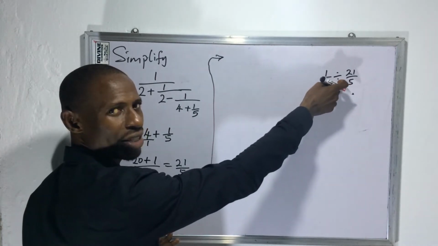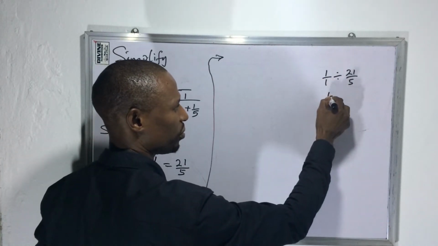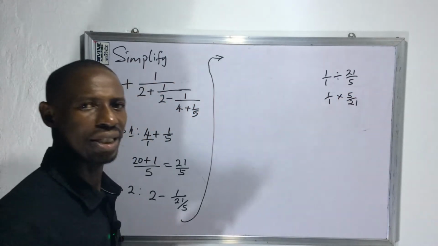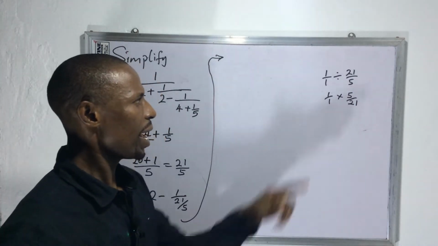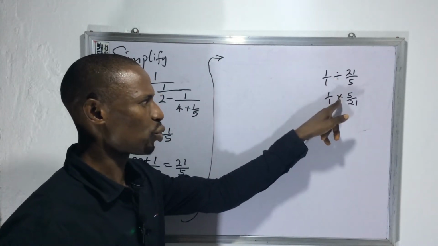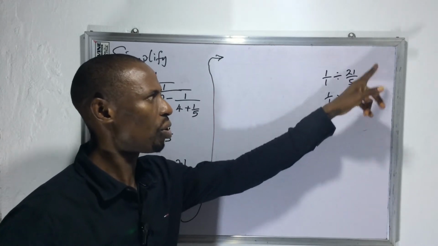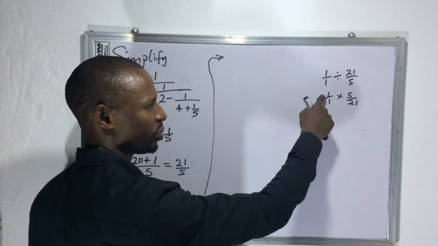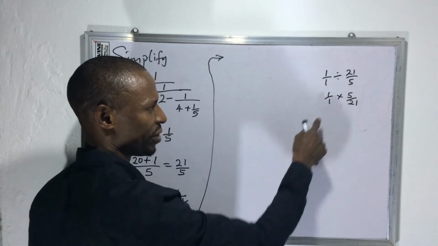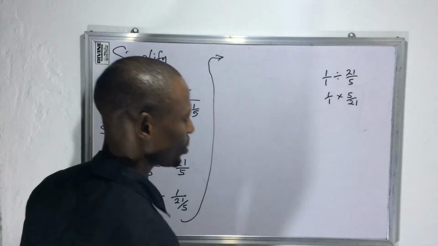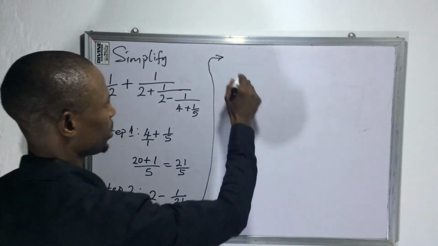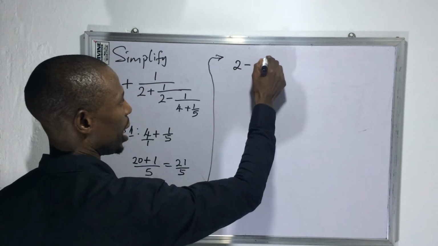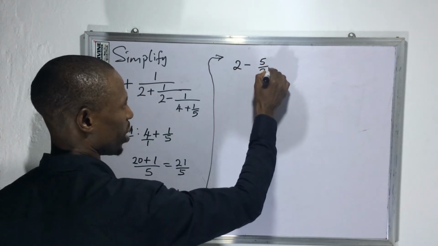Change this division sign to multiplication. So this gives you 1 all over 1 times 5 all over 21. What has just happened here is this: immediately you change the division sign to multiplication, the denominator goes up and the numerator comes down. Hence, 1 times 5 will give us 5, and 1 times 21 gives us 21. We now have 2 minus 5 all over 21.